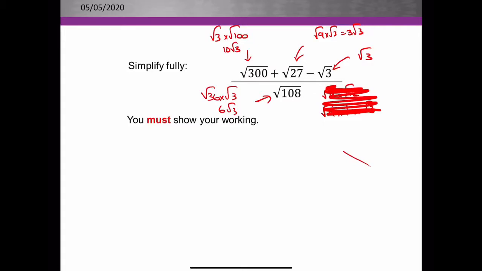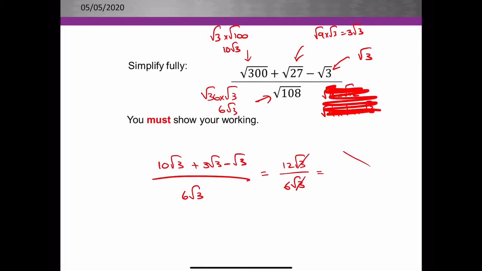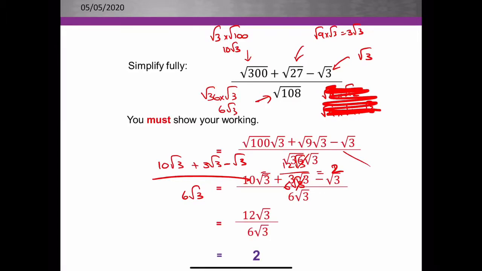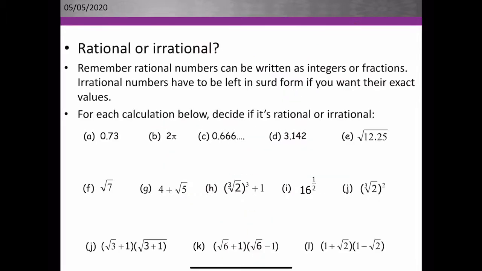So let's write everything out. 10 root 3 plus 3 root 3, take away root 3, all over 6 root 3. 10 plus 3 is 13, take away one lot, 12 root 3 over 6 root 3. So the root 3s cancel, you're left with simply 2. How many 6 go into 12? 2. Nice and easy. Not easy, but obviously it makes a bit more sense.